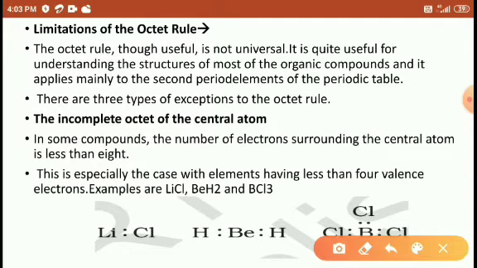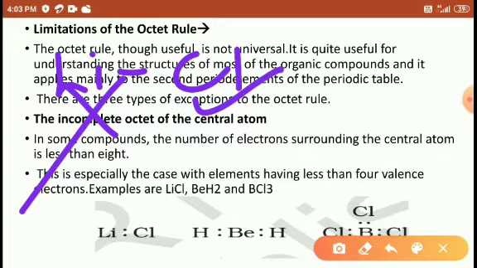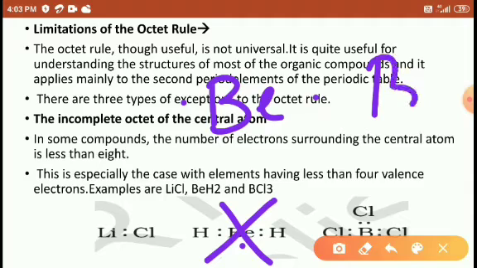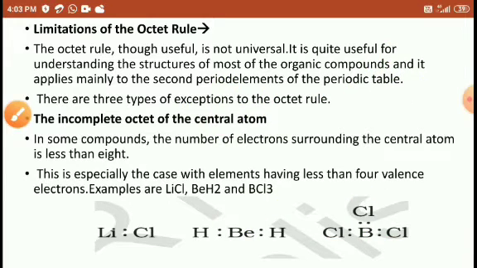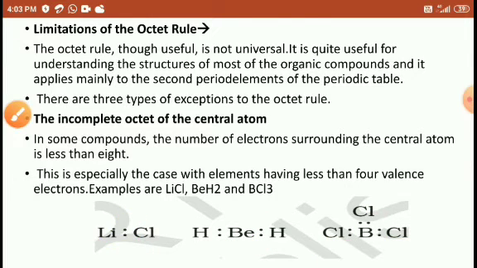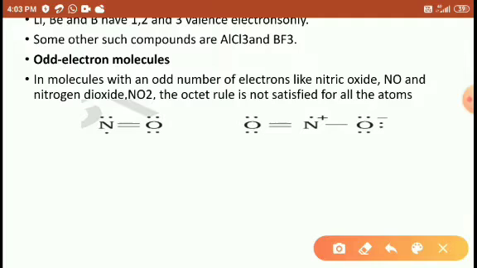For example, lithium has only 1 valence electron, so it never develops an octet. Similarly, beryllium has only 2 outermost valence electrons, which is less than 4, so it never develops an octet. Boron has 3 outermost electrons, so in all three species it never develops an octet. So these are incomplete octets. Lithium, beryllium, boron have 1, 2, 3 valence electrons, so they never develop an octet.